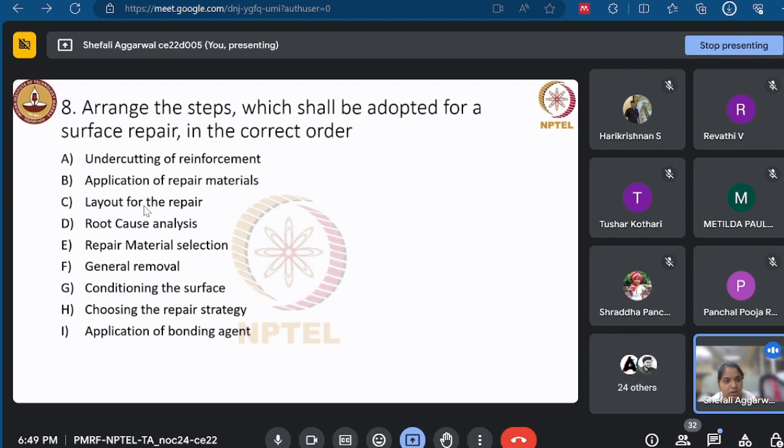We should make sure that it's not corroding as fast as it was corroding before. So that's why we do the undercutting of reinforcement, and after that we will do the conditioning of the surface. This conditioning of surface is not the surface of the mortar, it is the surface of the rebar. And when conditioning is done, then we will apply the bonding agent between our older mortar and new mortar, and then lastly we will apply the repair material. Are the steps clear?